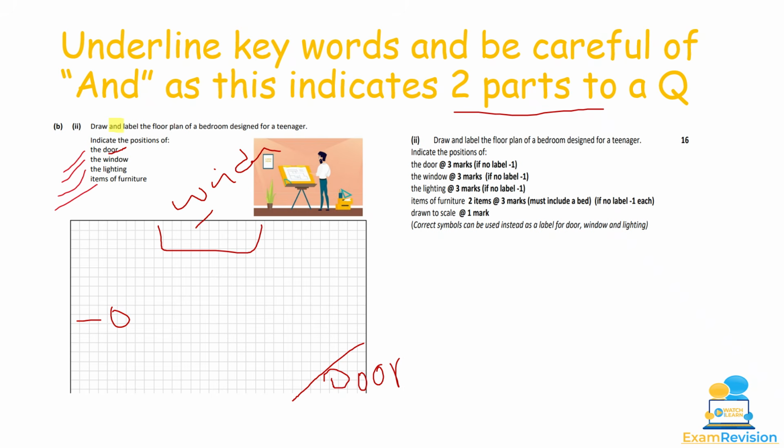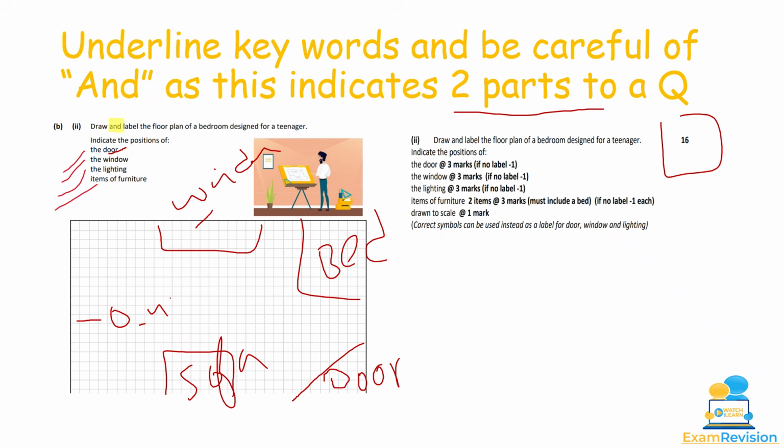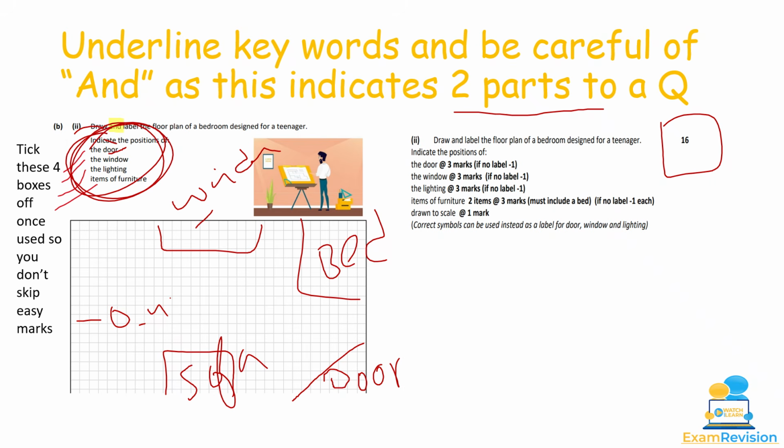Lighting, if I have a light, I'd then write light, so you'd be able to do this better on a paper. And then if I have furniture, so I might have a bed here, I might have a sofa, you have to be able to label all these things. So you see how it's such an easy 16-mark question? But it's so easy to lose the marks if you didn't draw, label, and then indicate all of these things here. So it's really important that you underline the keywords.